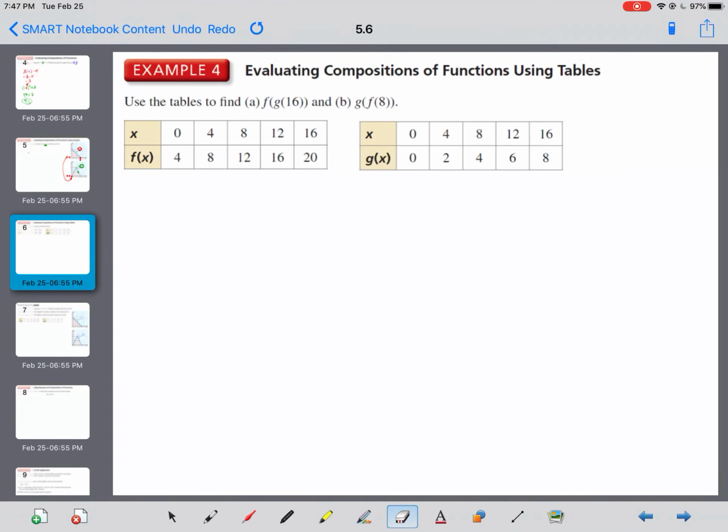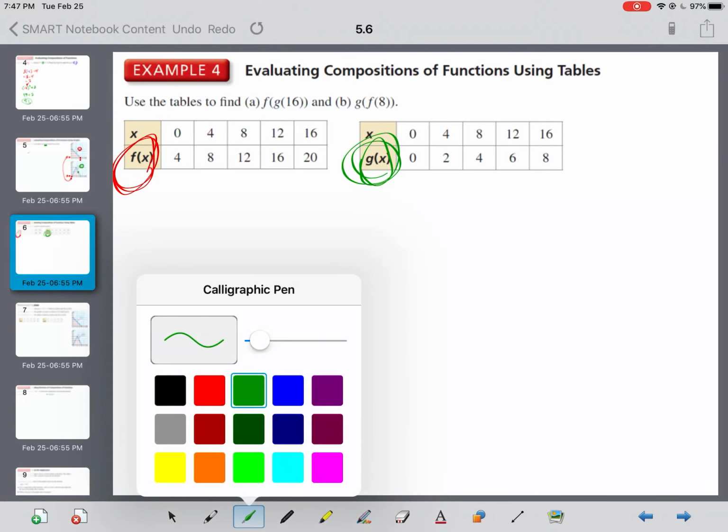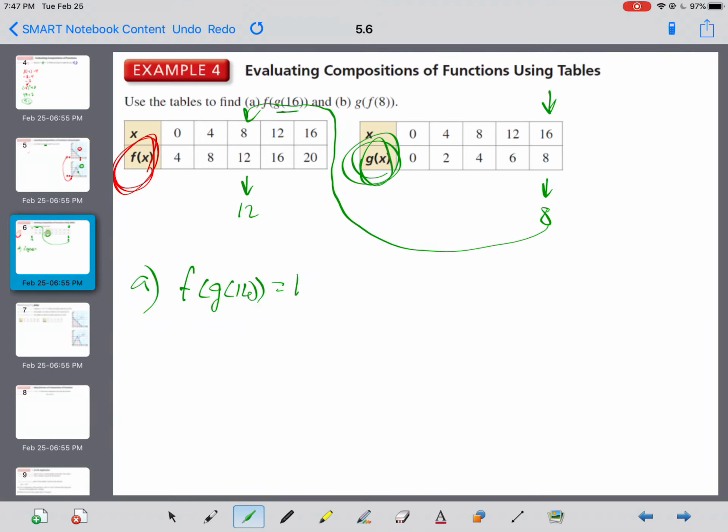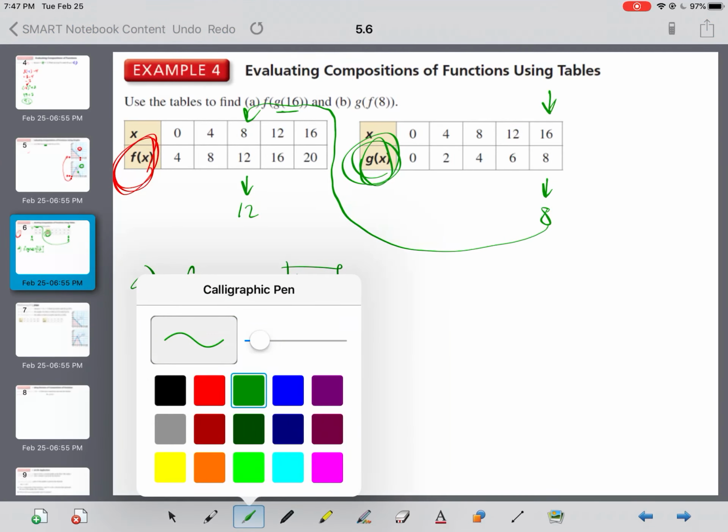We can do the same thing using a table. Okay, we got an f of x table, we got a g of x table. Start on the outside, work your way in. The first one starts with g is 16. So if we go where g is 16, we plug in the x here, we output 8. So we're going to take that and plug in 8 here, we output 12. So A, f of g of 16 equals 12.